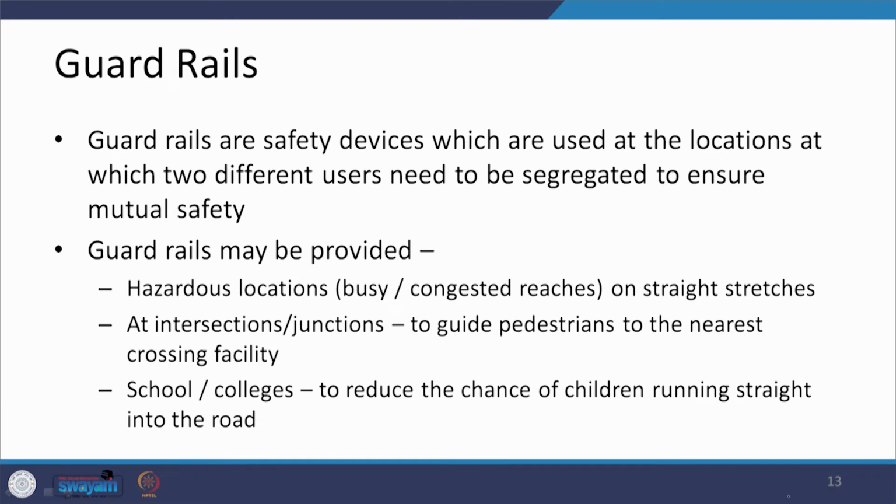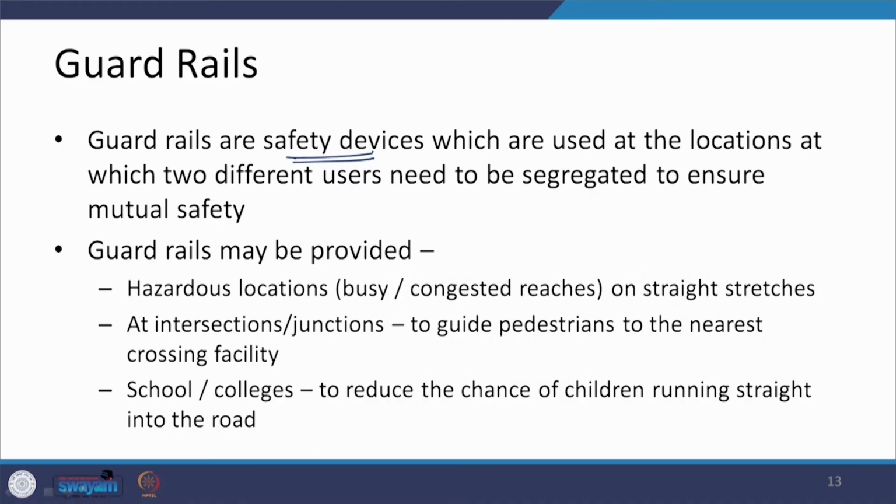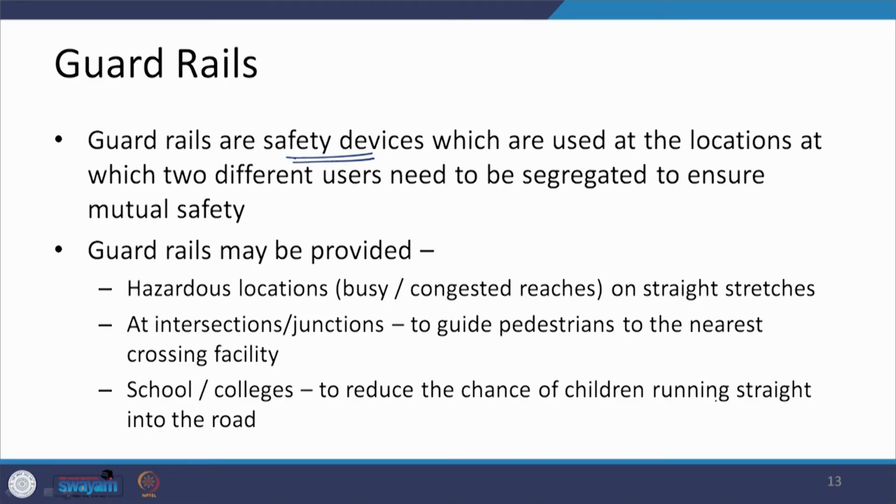Now, let us talk about the guardrails. In the case of guardrails, what exactly is it? It is another safety device. We talked about the curb, which was also working as a safety device when it was segregating the traffic. So, this safety device is provided under very specific conditions, and it tries to segregate the type of traffic or the users who are going to use the road space or the carriageway. So, that mutual safety is going to be ensured by way of the provision of guardrails.